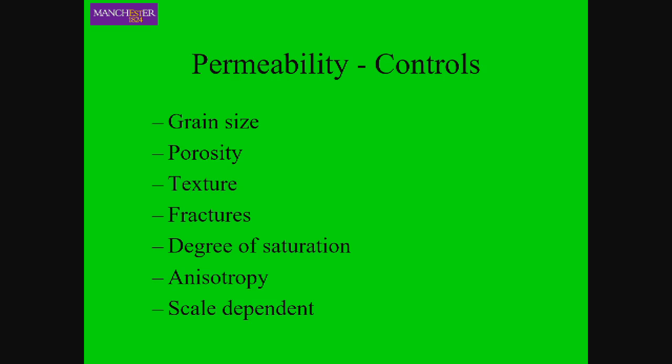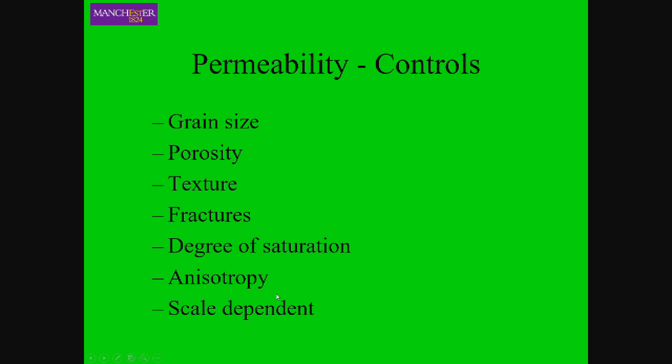So permeability is controlled by a lot of different things. Maybe the most obvious thing for sedimentary rocks or for sediments is grain size. And I'm sure intuitively most people know fine grained materials tend to be less permeable than coarse grained. But it's also controlled by porosity, it's controlled by texture. Particularly in crystalline rocks, it's controlled by the number and types of fractures. In soils, it depends on the degree of saturation.